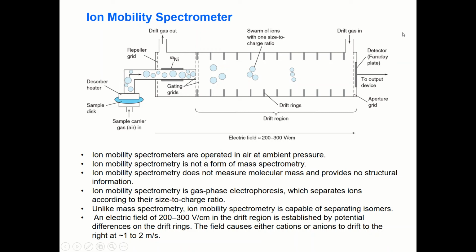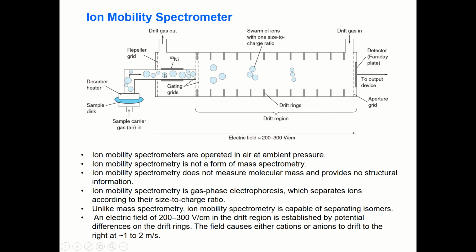Okay, let's consider another type of mass spectrometer, which is the ion mobility spectrometer. Actually, this is not a real mass spectrometer, but the principle is quite similar. It is called an ion mobility spectrometer.